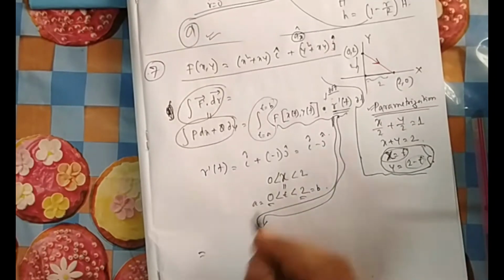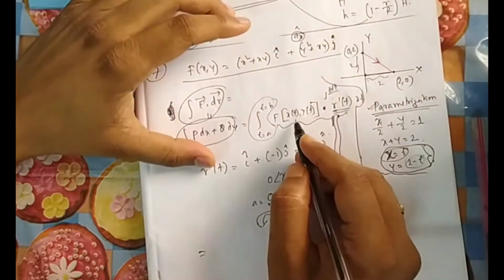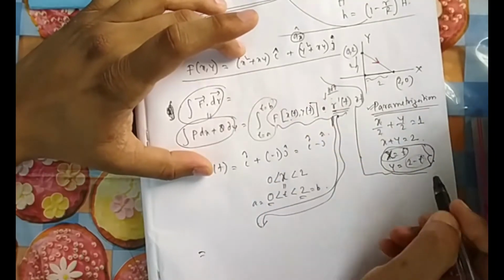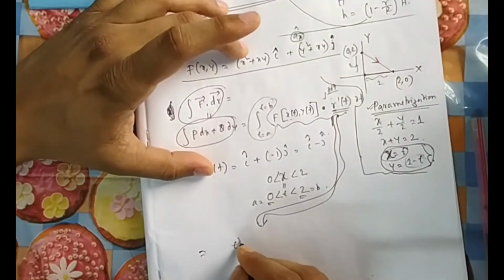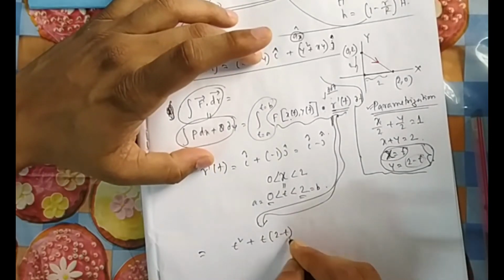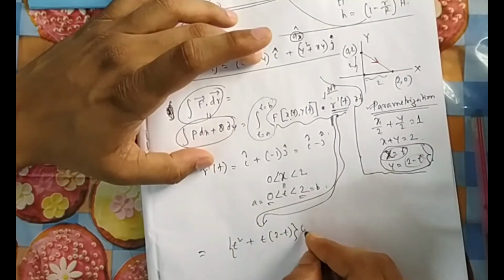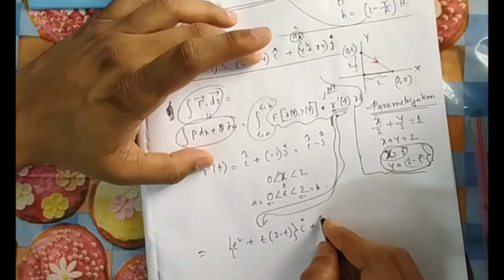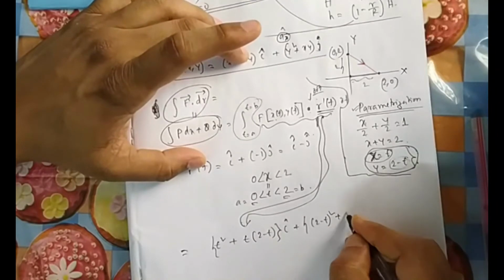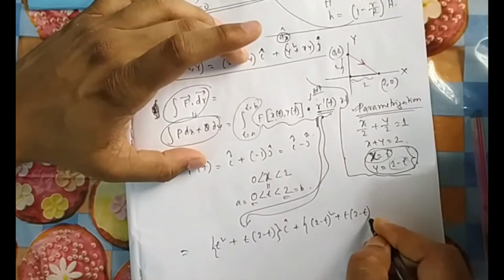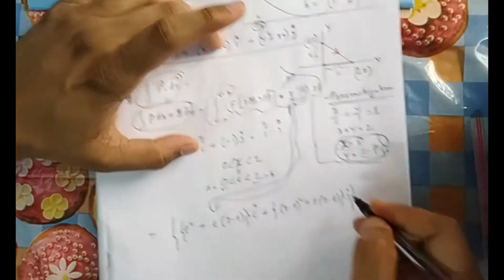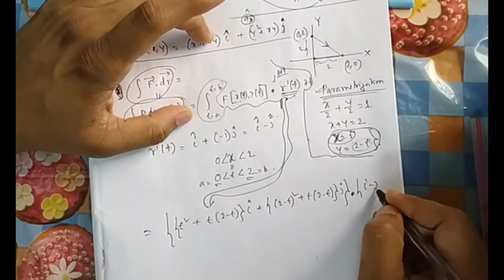So let me do this one. First I have to put in place of x, t, and in place of y also t. So it will be t square plus t into, what is y? 2 minus t. This is i cap, plus in place of y, 2 minus t whole square plus x is t, 2 minus t j, and the entire thing should be dotted with i minus j.